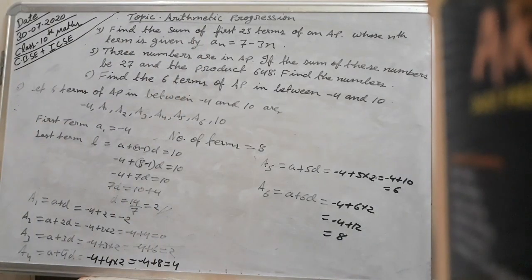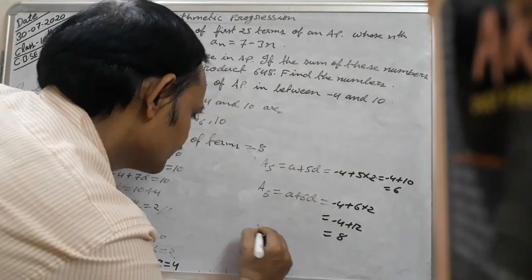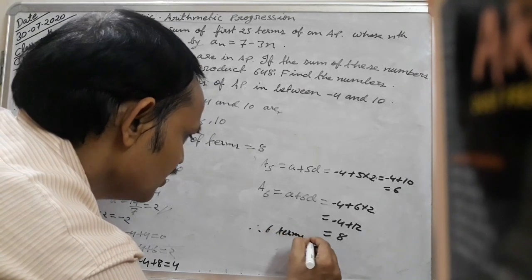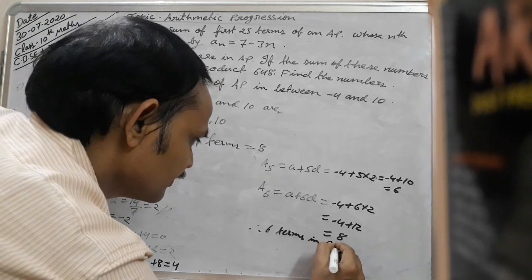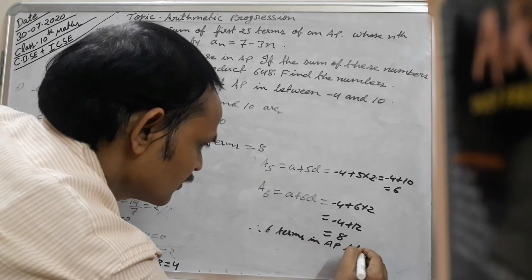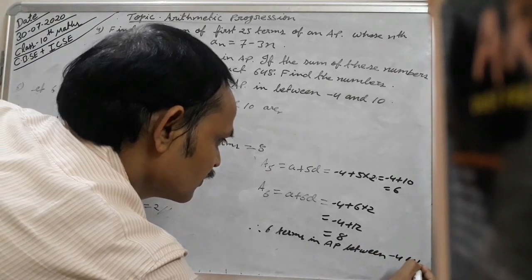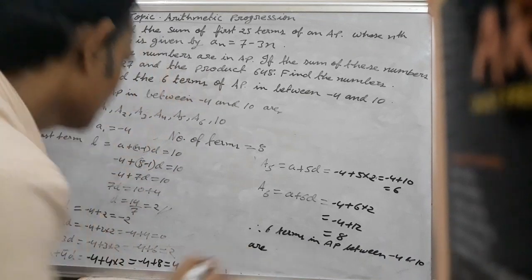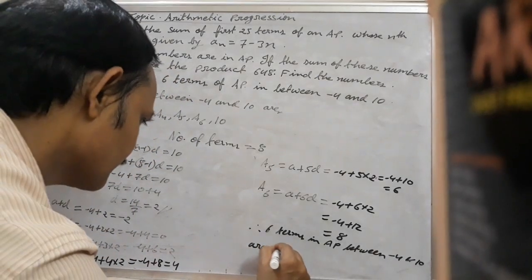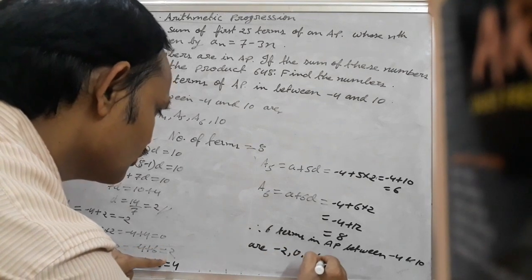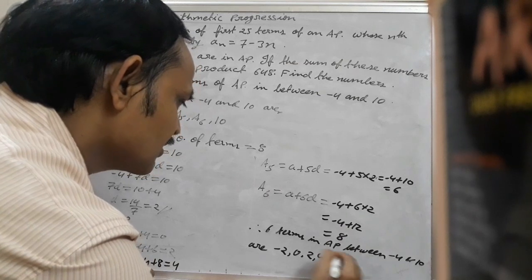Therefore the 6 terms of AP in between minus 4 and 10 are minus 2, 0, 2, 4, 6, 8.